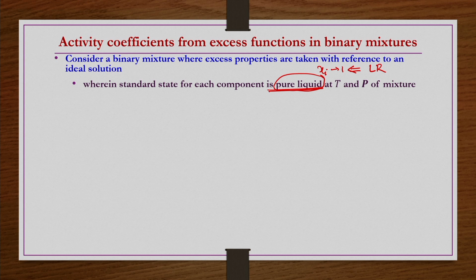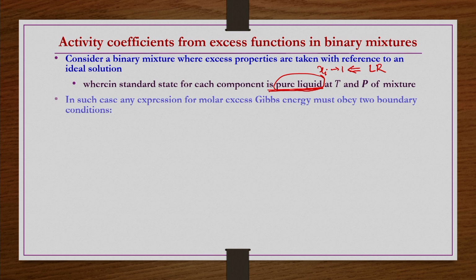So, that means we are doing this calculation with reference to the Lewis-Randall rule, which says the reference state fugacity is nothing but the pure component fugacity. If the component is pure, then the corresponding fugacity is the pure component fugacity, and that should be taken as the fugacity for the reference state.